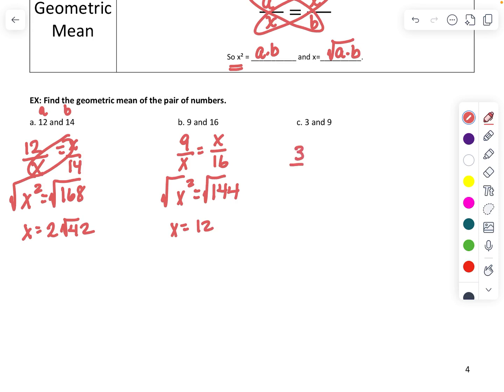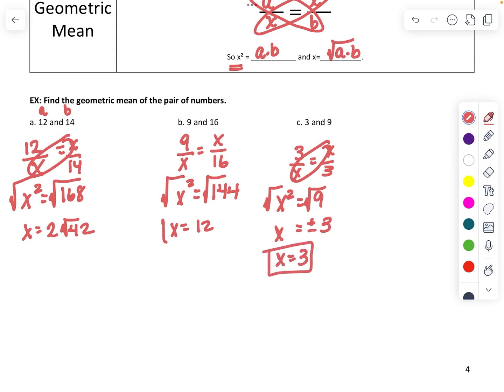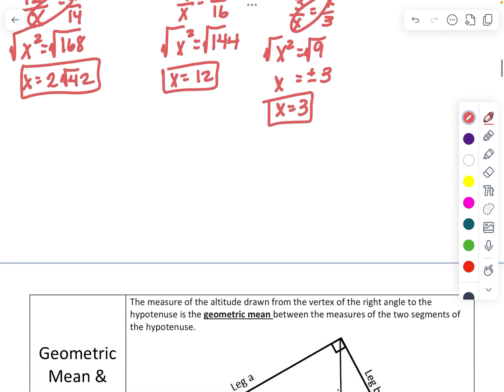For this one, 3 over x equals x over 3. X squared equals 9, square root of both sides. Now, if you remember, if you square root an x squared, it's really plus or minus 3. You get 2 solutions possible, but we want the geometric mean, so that's going to be positive. All right, anything else on this page?